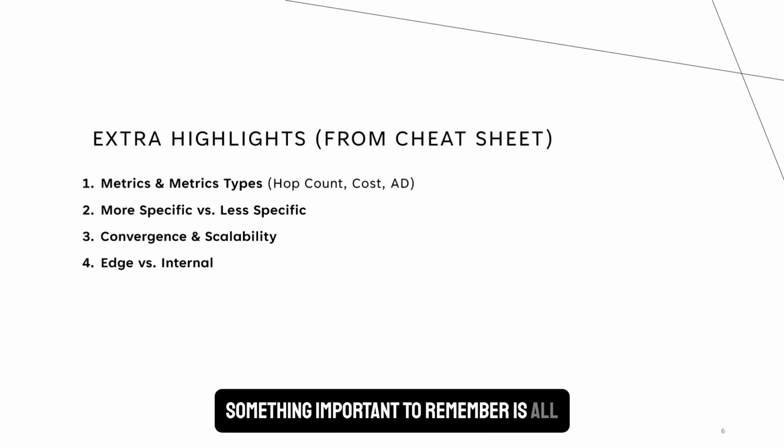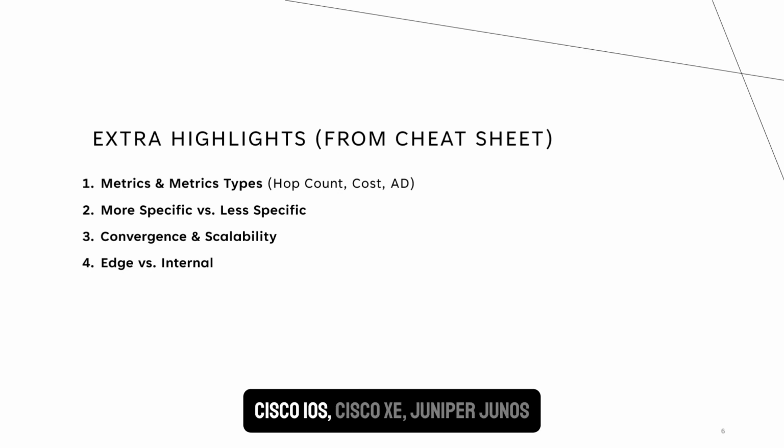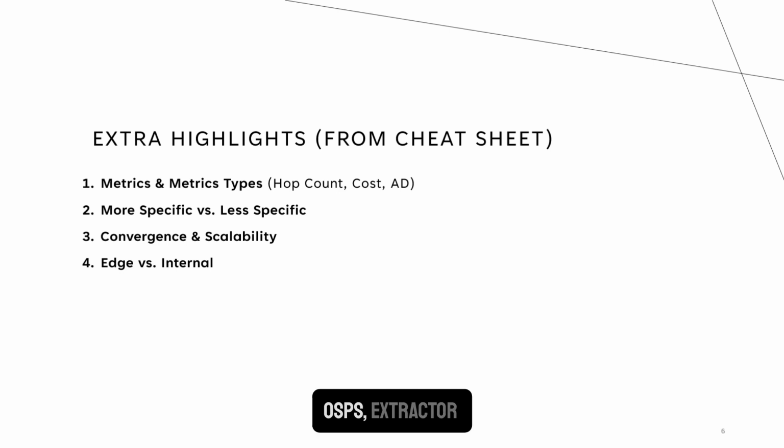Something important to remember is that these routers run specialized operating systems. For example, Cisco has multiple variants: Cisco IOS, Cisco IOS XE, and Juniper Junos. They are specialized operating systems that run routing processes like BGP, OSPF, etc.